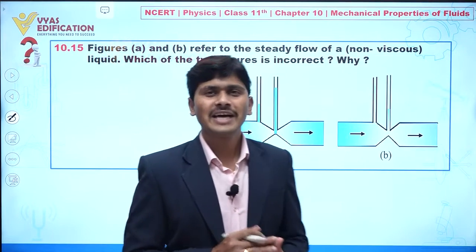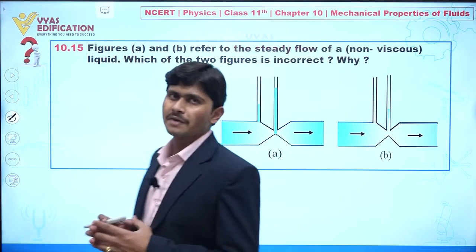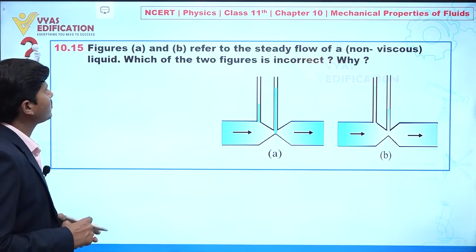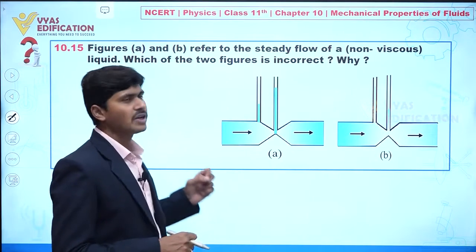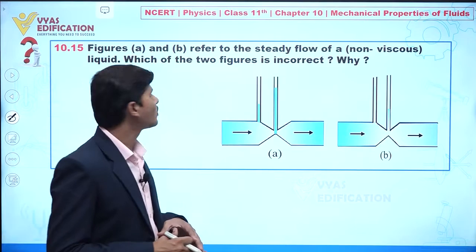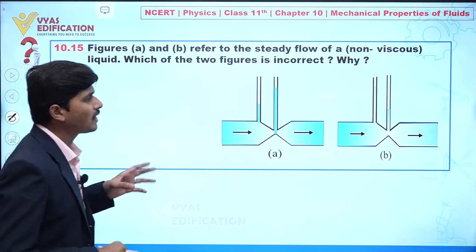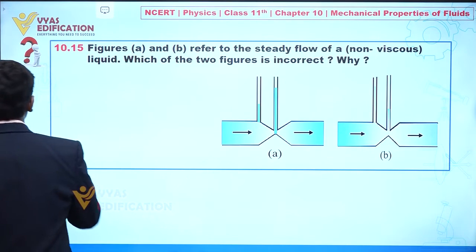Now dear student, we are going to discuss next question, question number 10.15. In this question it is given to you figure A and B refer to the steady flow of a non-viscous fluid. Okay, which of the following two figures is incorrect and why? Clear. Now concentrate.